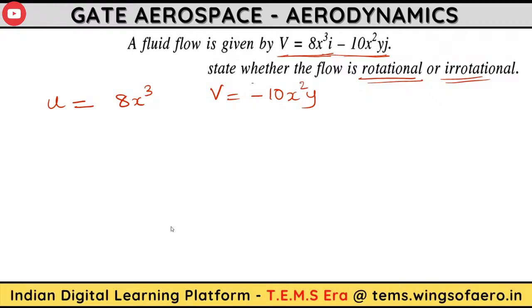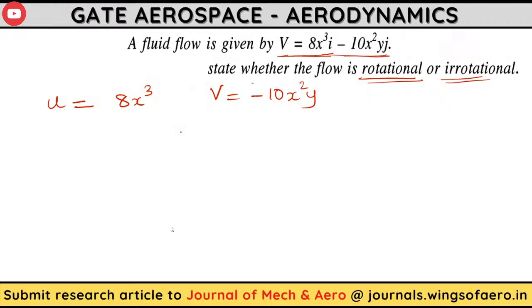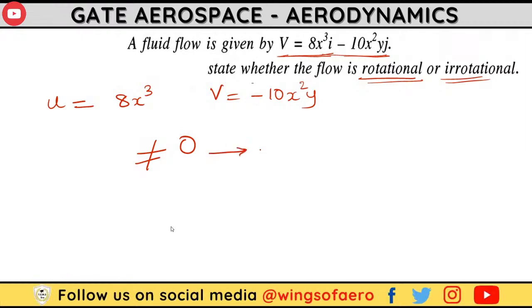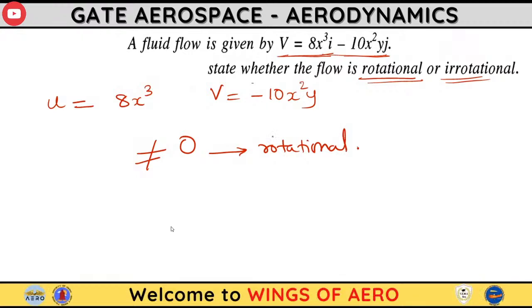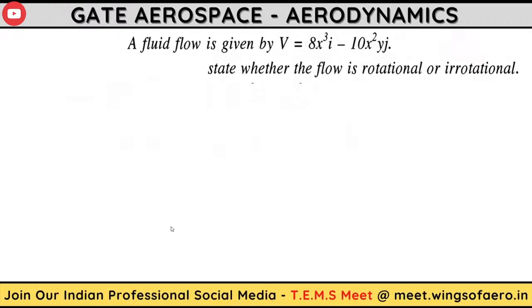I think the answer is rotational. Yes, ma'am, the answer is rotational, because it is not equal to 0. Whatever you're solving, it is not equal to 0, so that leads to rotation. The answer we are getting is 12x square. Yes, absolutely.